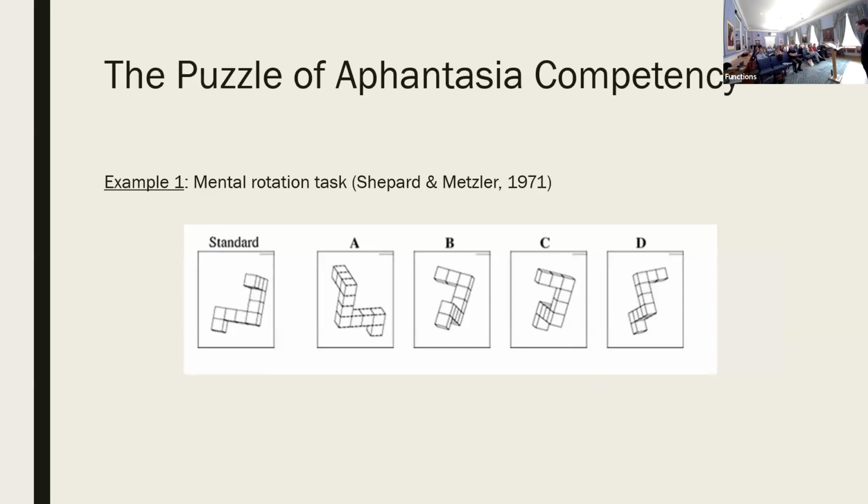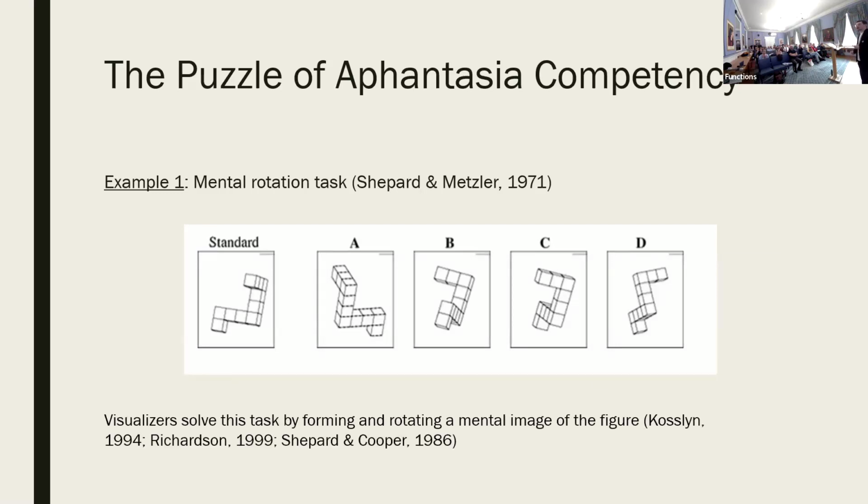So I will just let you have the experience of trying to solve this for yourself very quickly. Again, no need to tell me the answer, but the important thing here is that usually when visualizers, so non-aphantasics, are doing this, they experience this as forming and then rotating a mental image of one of these figures and then seeing whether there's a match with another figure, right? So if this were so, then we should expect that aphantasics cannot do this, right? Because they cannot form, let alone rotate, the mental image of the figure.